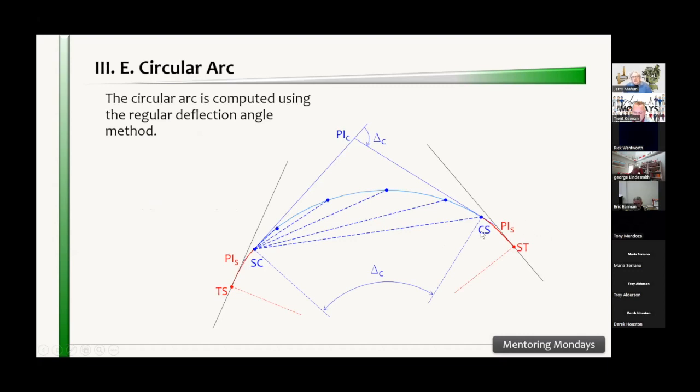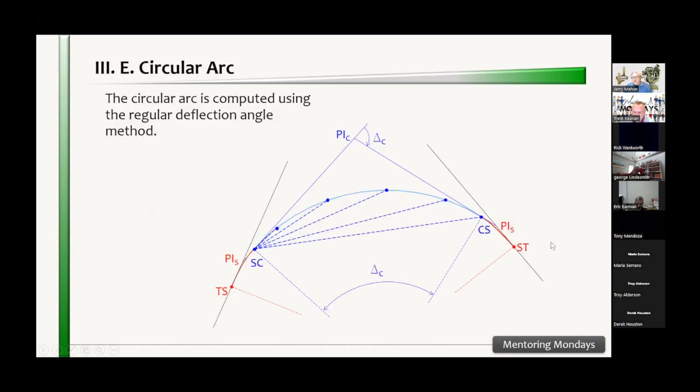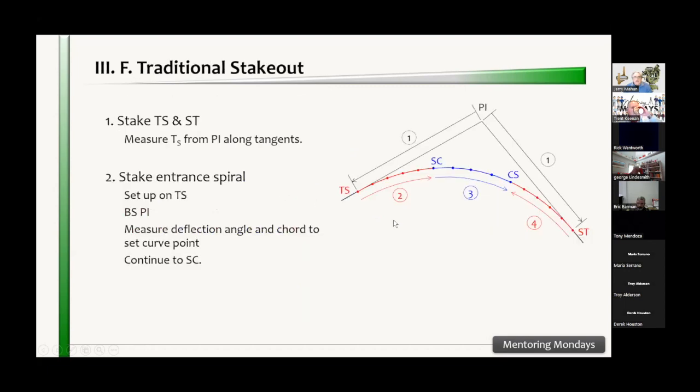The circular arc is computed using the regular deflection angle method, when we're setting up at the SC, sighting down towards the tangent here and then measuring off the angles. I've got a little bit more in-depth discussion in the handout on how you actually orient yourself so that you can sight tangent to this without actually having a PI up in here, because you don't have one, but how you can still do that and stake that out that way.